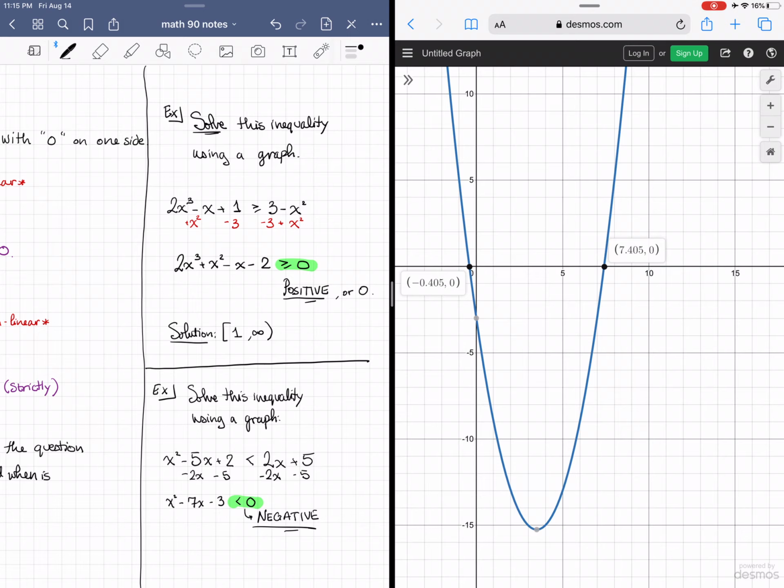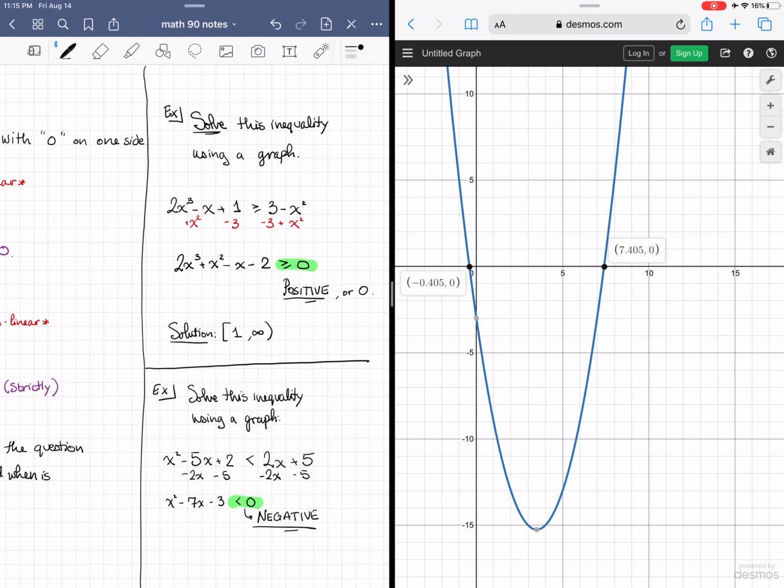Now, what you're surely noticing here is that these points are weird looking decimals. And what that is pointing to is that, in fact, the points where x squared minus 7x minus 3 is equal to 0 are probably irrational. So this is where it might be good to use a little bit of algebra to figure out with the quadratic formula the precise value where x squared minus 7x minus 3 is equal to 0. But we're not going to worry about that for now since this is just our first lesson.